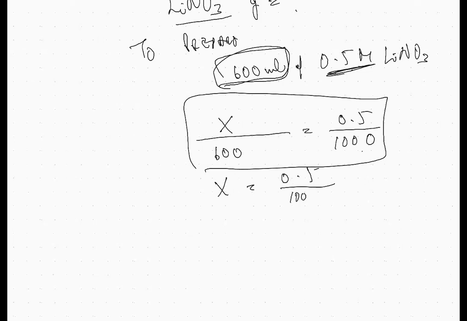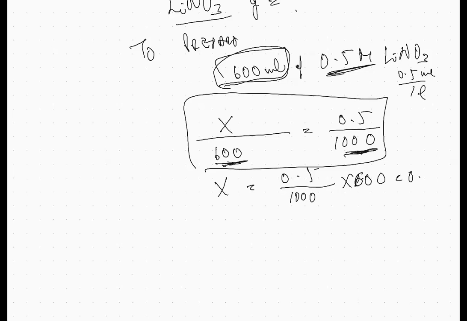Always remember, if this is milliliter, that is milliliter, okay? Because 0.5 means 0.5 moles in 1 liter. If I put 1 liter, you don't get the same thing because it's 1000, so then 600 should be 0.6 if I make 1000 as 1 liter. You cannot have two different units. So 0.5 divided by 1000 times 600 tells me that I need only 0.3 moles to put in the 600 milliliters.